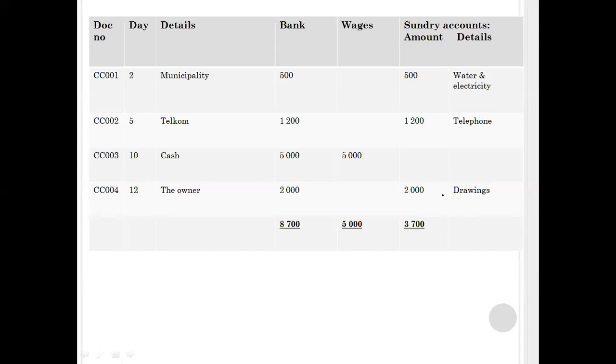Right. Then the final step, after you have entered all these transactions in the CPJ, what do you need to do? You need to add up all the amount columns. So you need to take bank and add up all those amounts to get that total at the bottom of 8,700. You need to do the same with wages. There was only one amount, so it's the total of 5,000. And then you do exactly the same with the sundry accounts. You add up those amounts, and then you get the total at the bottom of 3,700 Rand.